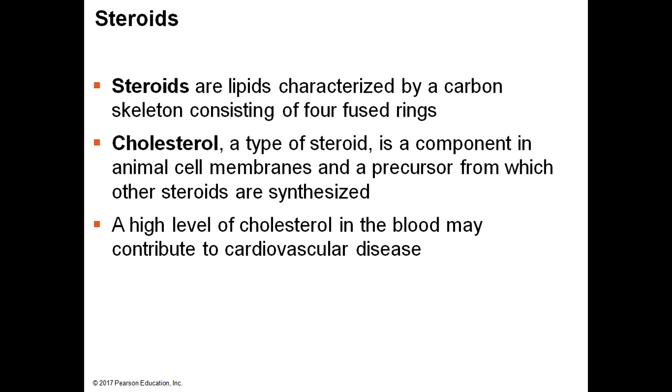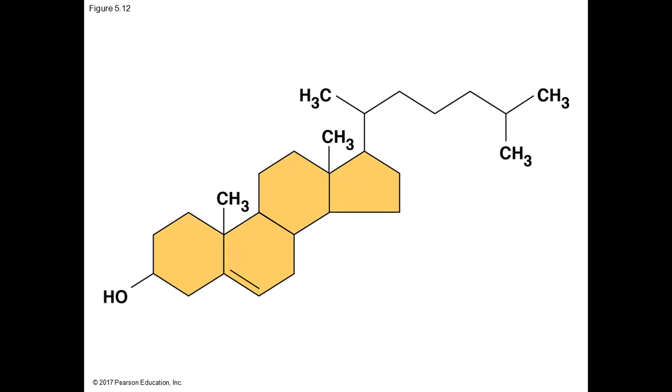The final class here in lipids is steroids. Steroids are lipids characterized by a carbon skeleton consisting of 4 fused rings. Cholesterol, which is a type of steroid, is a component in the animal cell membranes and a precursor from which other steroids are synthesized. A high level of cholesterol in the blood may contribute to cardiovascular disease.